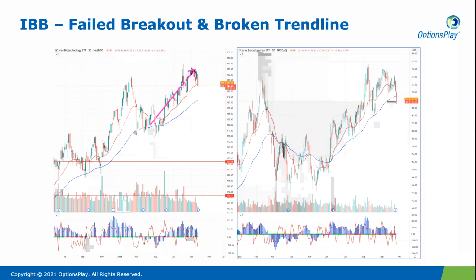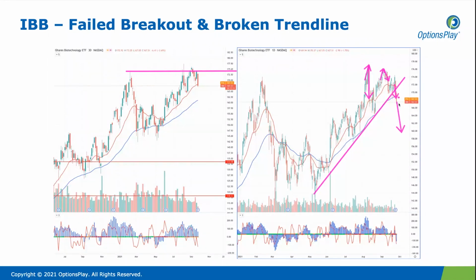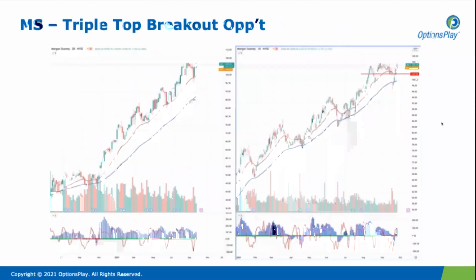So strong trend, but as you can see, the all-time highs were around 175 or so. We tried to break out once, it failed. We tried to break out twice, it failed again. And now what we've done is we've broken this overall trend line. And that is, in my opinion, an end to this trend that we've seen since May or so, and this signifies that we could see some further downside here for biotech. So biotech looking fairly weak here at the moment.